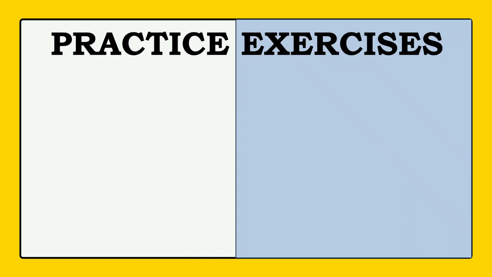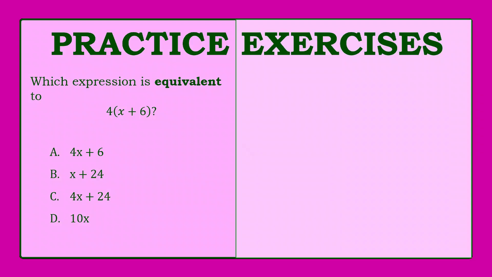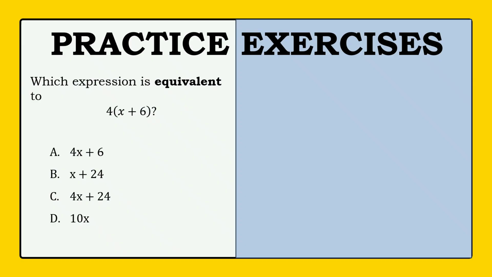Alright, let's apply the properties that we learned. Which expression is equivalent to 4 times the quantity of x plus 6? A, 4x plus 6; B, x plus 24; C, 4x plus 24; or D, 10x? What do you think the answer is?